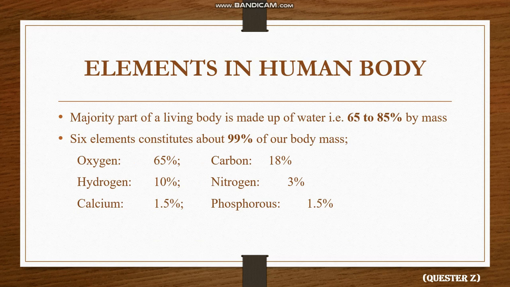Elements in the human body. There is a percentage related to the elements in the human body. The majority of the living body is made up of water, 65% to 85% by mass. Six elements, the bioelements, constitute about 99% of our body mass, including oxygen 65%, hydrogen 10%, carbon 18%, nitrogen 3%, and calcium and phosphorus 1.1% and 1.5%.